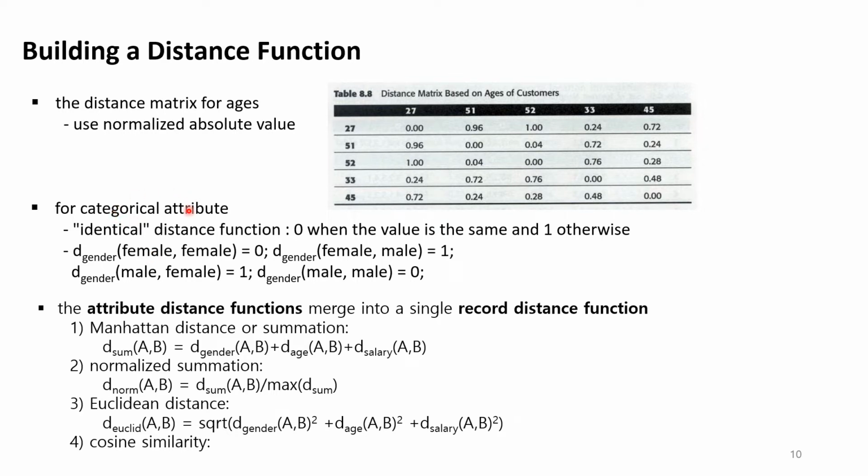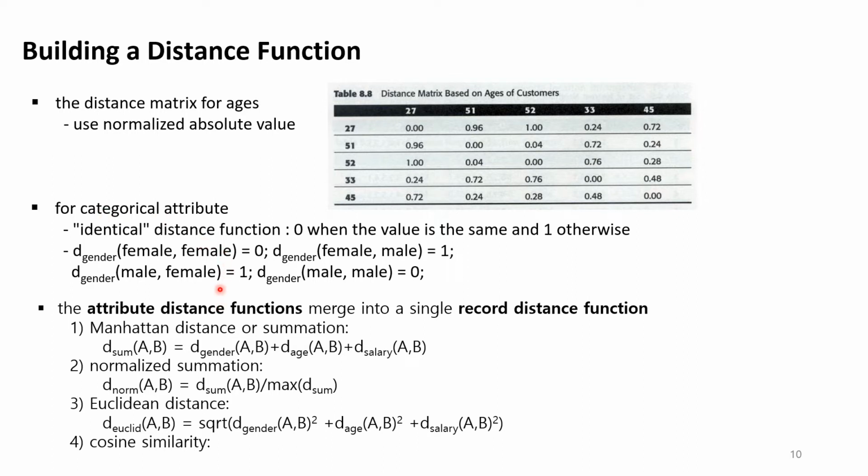But actually, in real instance-based learning, we have more advanced distance definitions, distance functions for categorical attributes. But for now, we're gonna stick with the identical function for computing distance in categorical attributes.